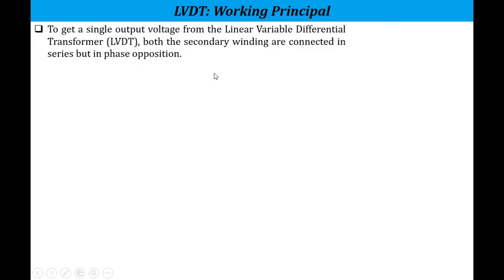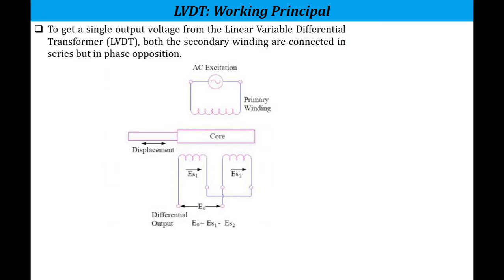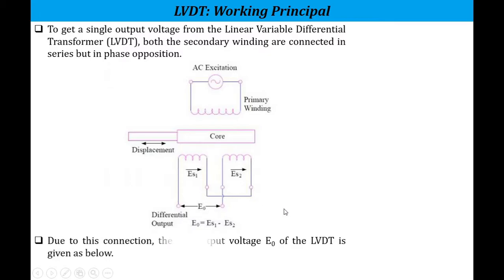Now, in order to get a single output voltage from the linear variable differential transformer, both the secondary windings are connected in series but in phase opposition. What is the meaning of phase opposition? I already told you that the second side of S1 is connected to the second side of S2, and this is the first side of the S2 winding. This is the first side of the S1 winding, and here we measure the output voltage E0. Because of this connection, the net output voltage in terms of ES1 and ES2 is given by E0 equal to ES1 minus ES2.